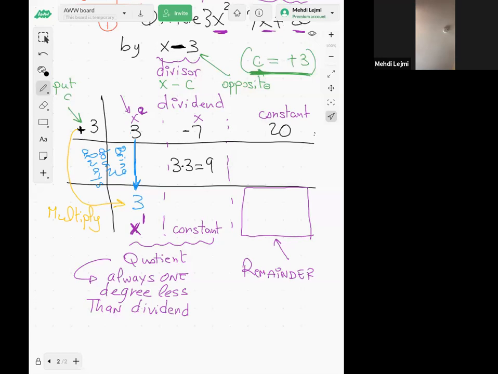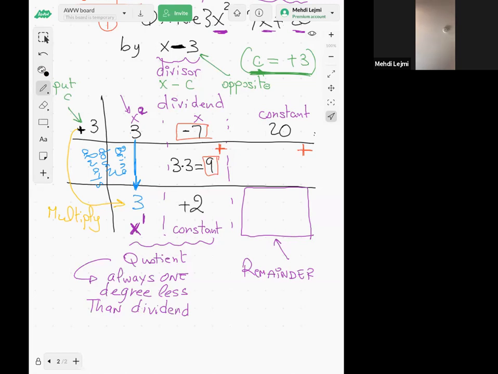Now, what we do is for the next column, we add. So we have to add numbers here. So here we're gonna have plus, here we're gonna have plus, right? So it's like -7 plus 9. That will be positive 2. So we're gonna have positive 2 here.